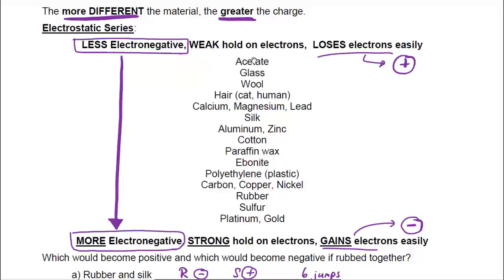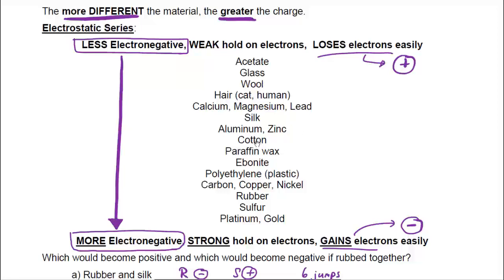Whereas acetate, because it's less electronegative than the wool, would give its electrons to the wool if they were rubbed together, the wool is less electronegative than, let's say, cotton. So if we rubbed wool and cotton together, then the wool would become positive and the cotton would become negative. Even though in the situation of rubbing the acetate with the wool together, the wool would have become negative. It just depends which ones you are comparing.